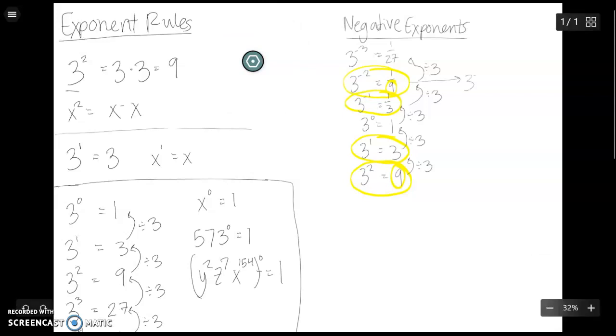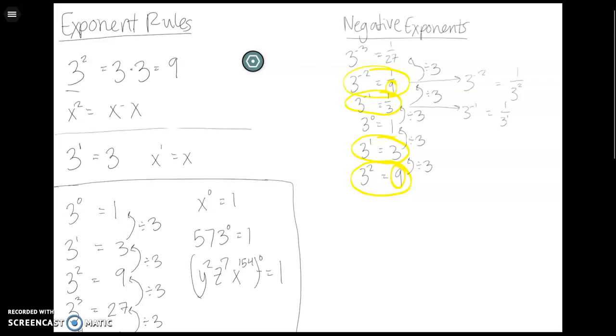So 3 to the negative second power we can think of as 1 over 3 squared, because 3 squared is 9, right? And then 3 to the negative first power we can think of as 1 over 3 to the first power, because 3 to the first power is 3. So this tells us that with a negative exponent, it basically means that we can turn it into a fraction.